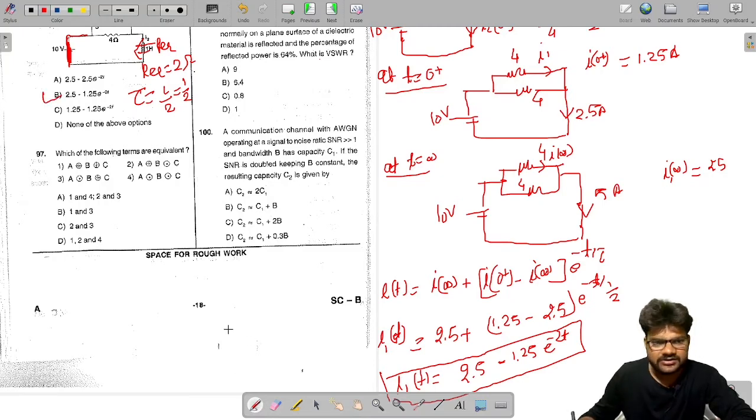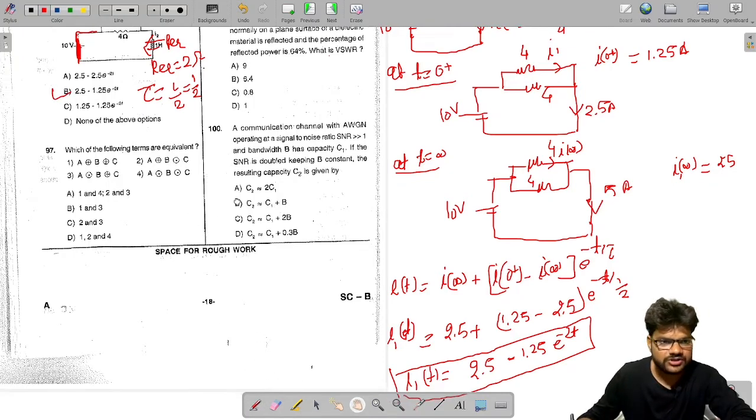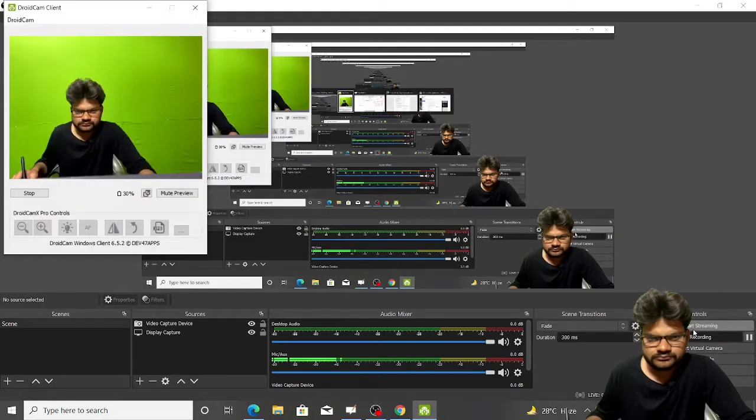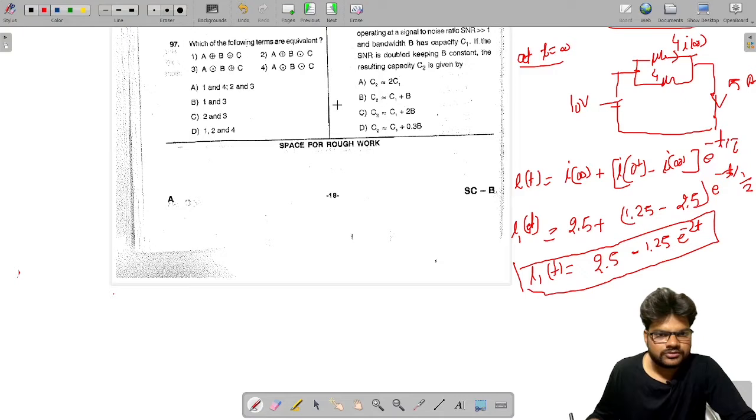Right. Now let us go to the next question, that is question number 97. So this is from digital electronics. Question number 97 is, which of the following terms are equivalent?